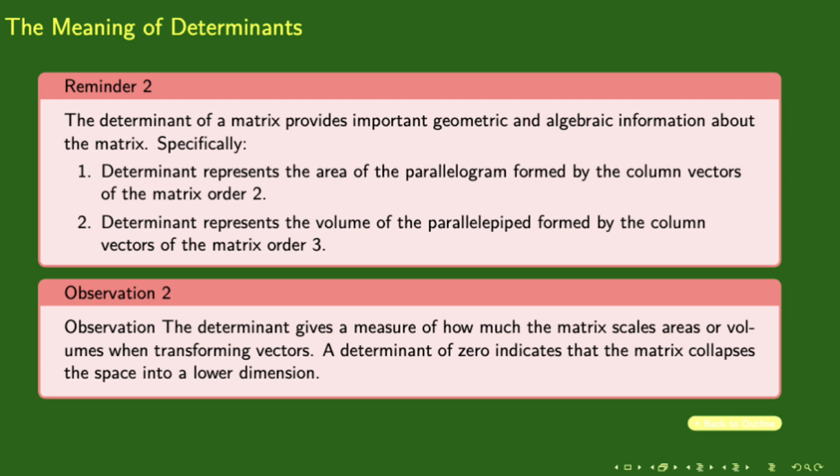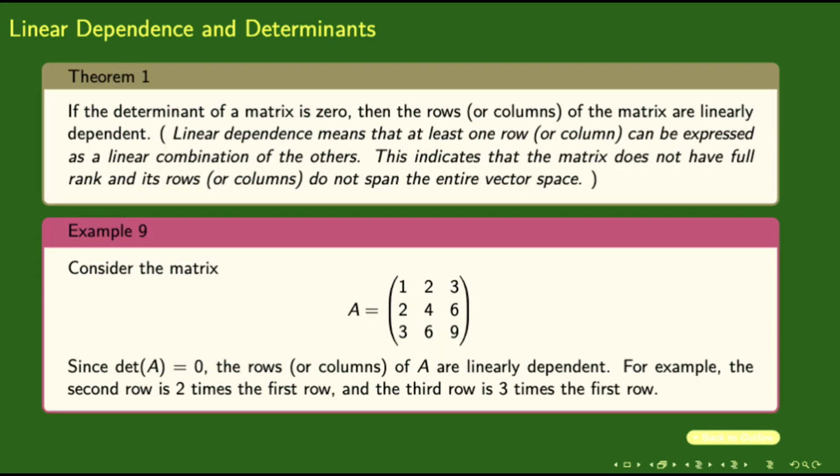The determinant is not just a numerical value. It carries important geometric meanings. For instance, the determinant of a 2 by 2 matrix represents the area of the parallelogram formed by the matrix's column vectors. For a 3 by 3 matrix, the determinant indicates the volume of the parallelepiped formed by its column vectors. The determinant also measures how much the matrix scales areas or volumes when transforming vectors. A determinant of 0 indicates that the matrix collapses the space into a lower dimension.